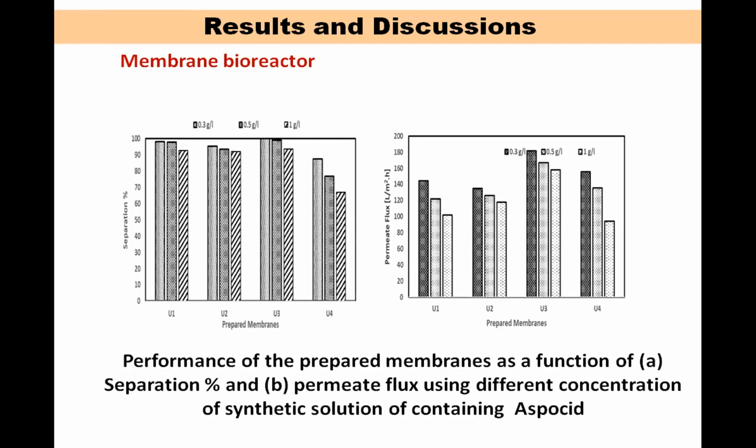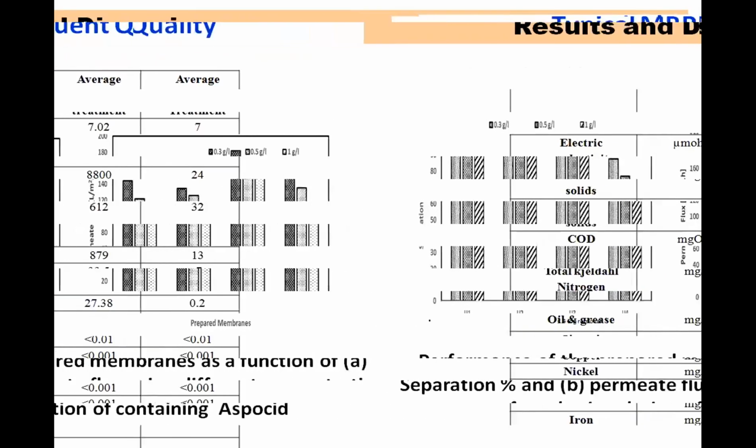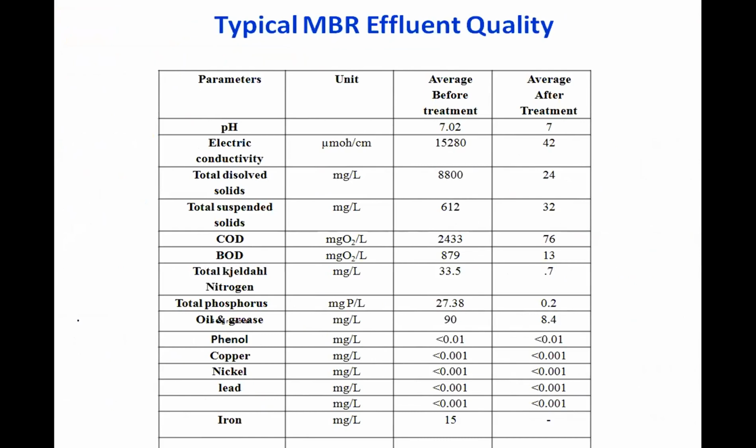The separation removal efficiency is up to 100% for most of the components. Permeate flux is 175. Characterization of industrial wastewater used, before and after treatment. We achieved total dissolved solids reduced from 8,800 to 24 milligram per liter.